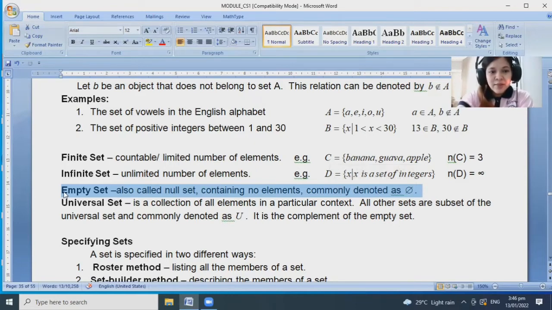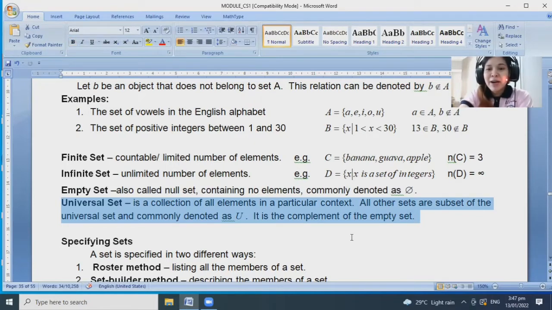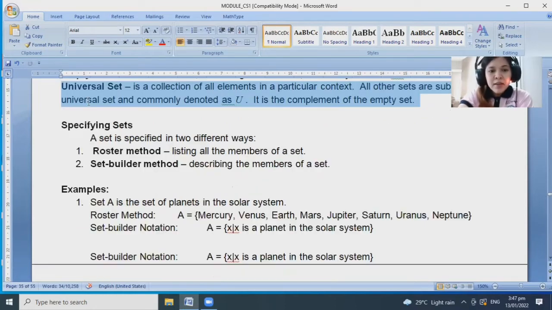Walang laman. Universal set is a collection of all elements in a particular context. All other sets are a subset of the universal set and commonly denoted as U, capital U. It is the complement of the empty set. So, kabaliktaran niya, empty. Universal set, lahat na yun. Kumbaga, lahat-lahat ng mga elements ng subset, lahat ng set nakapaloob sa kanya.